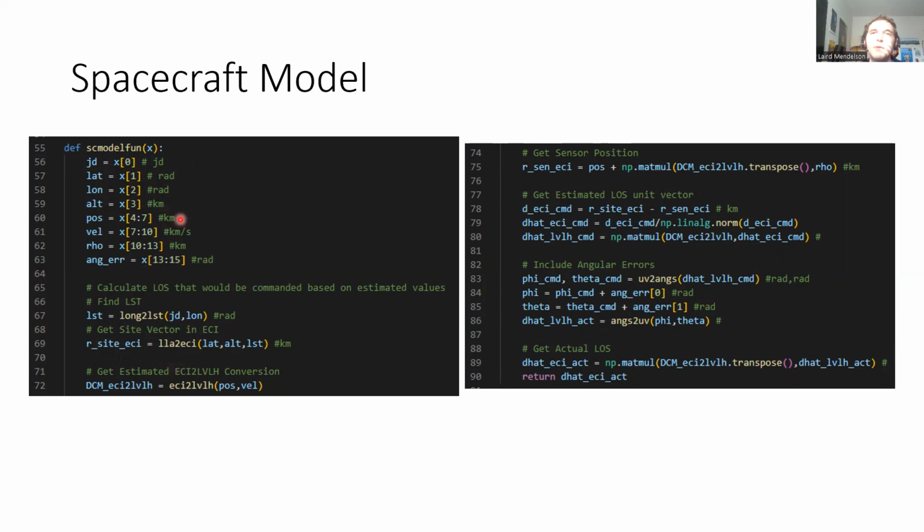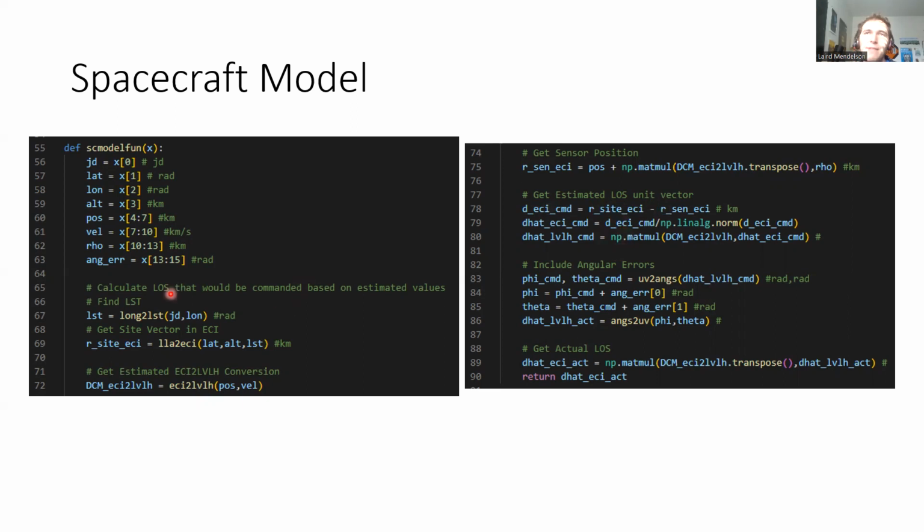Then we use our position and velocity to get our ECI to LVLH conversion. And the reason we do that is because we know our sensor position and angles in LVLH. And so with that new DCM, we take that sensor position vector and we throw it back into ECI. So we actually have where the sensor is relative to the Earth. And then we get, just based on that, the unit vector that the spacecraft thinks, based on what it knows about where everything is between the sensor and the ground site.